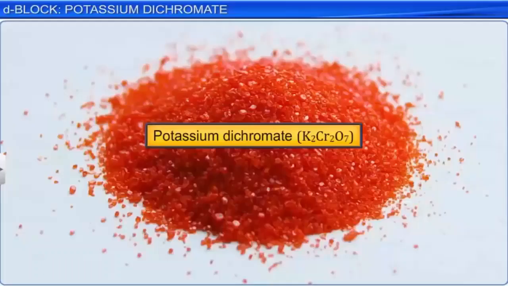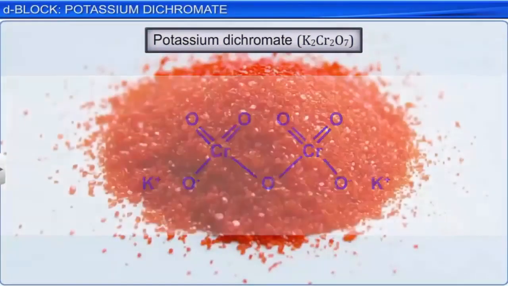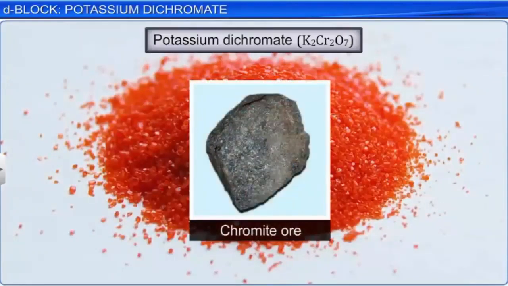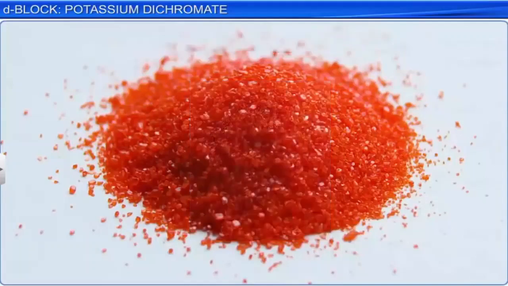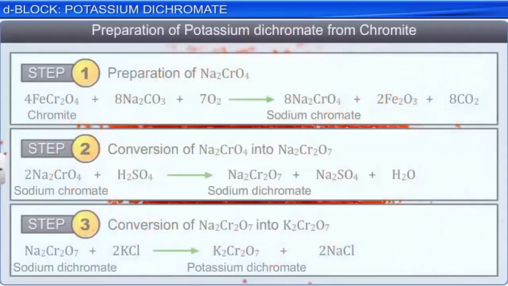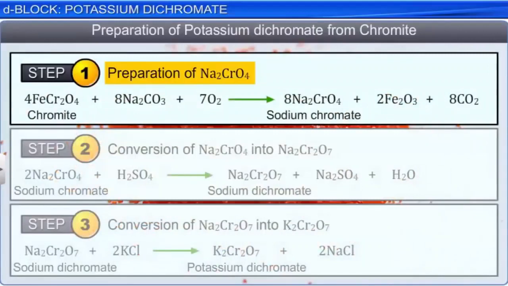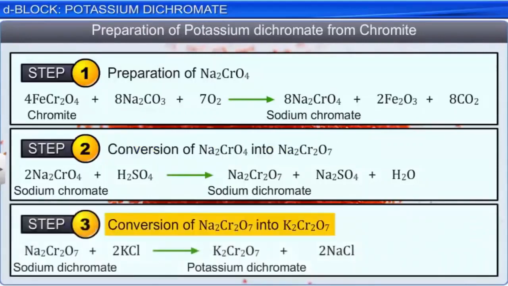Potassium dichromate is one of the most important compounds of chromium. It is prepared from its ore, chromite. The preparation of potassium dichromate from chromite involves 3 steps. They are preparation of sodium chromate, conversion of sodium chromate into sodium dichromate, and conversion of sodium dichromate into potassium dichromate.